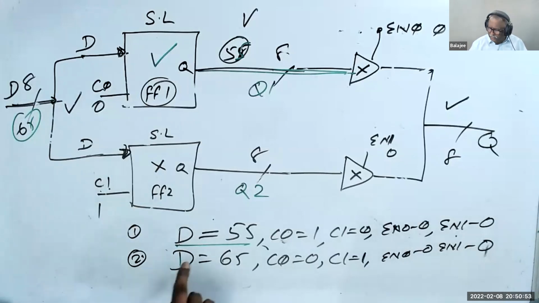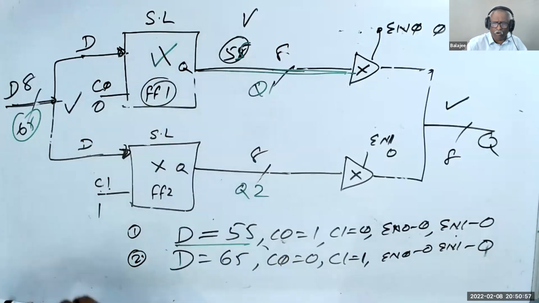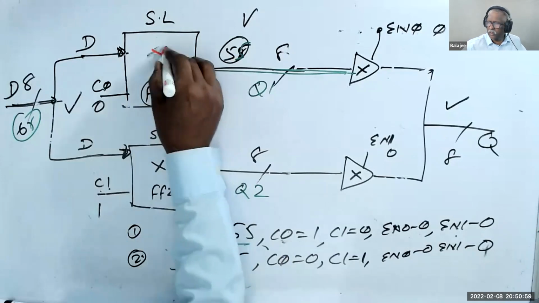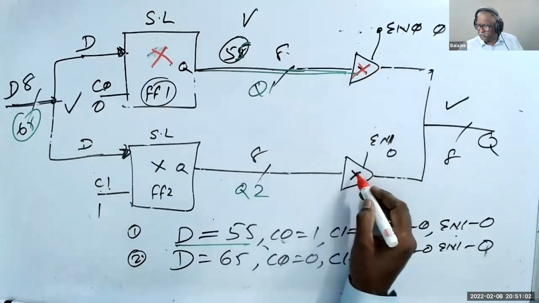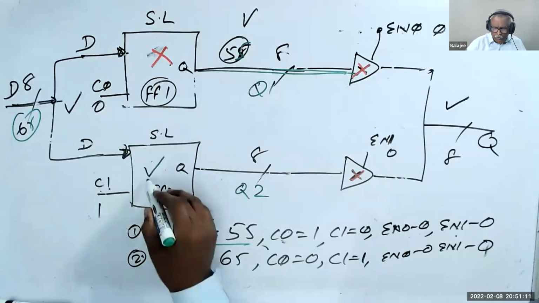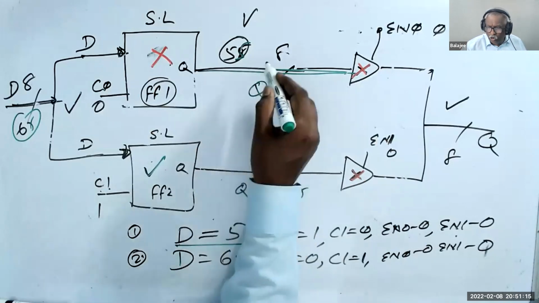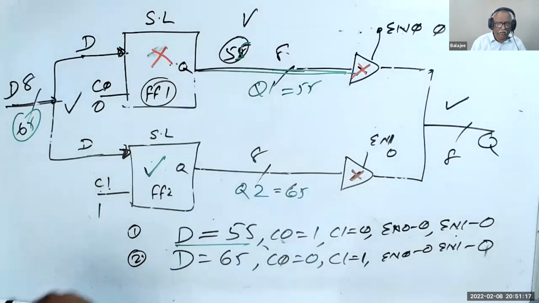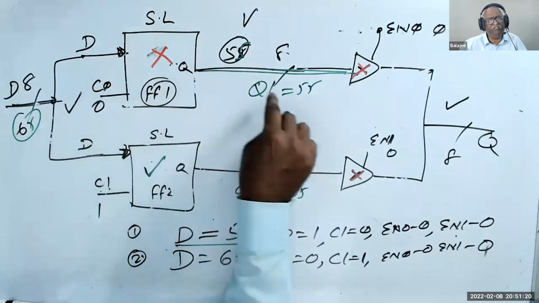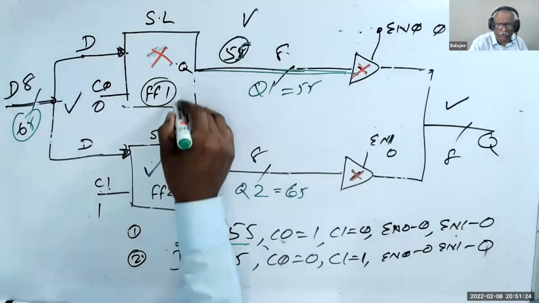Now, since C0 is 0, this is off. This is off. This is off. This is off. But this one is on. Since this one is on, Q2 becomes 65. But Q1 also becomes 55. That gets retained because C0 is 0, never forget. Now the Q1 55 is there as such. That is the advantage of the sequential logic.